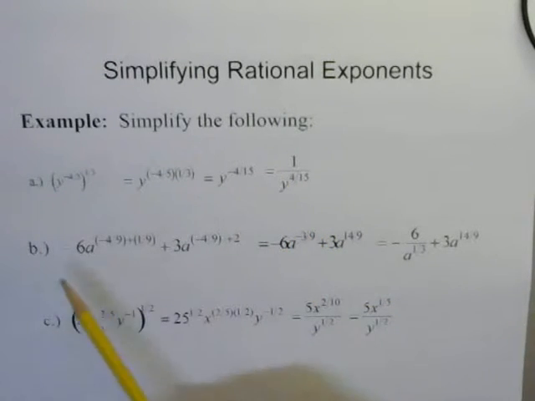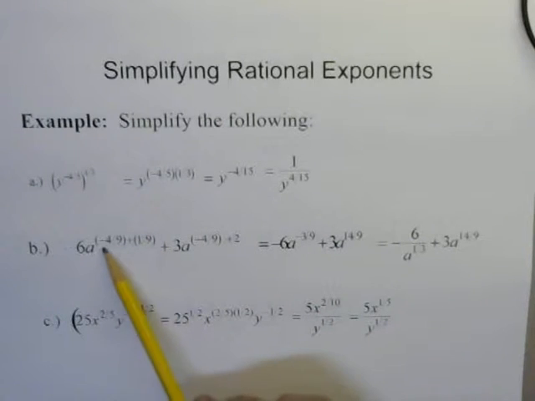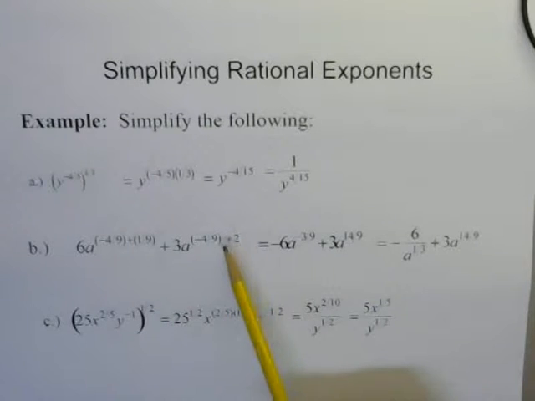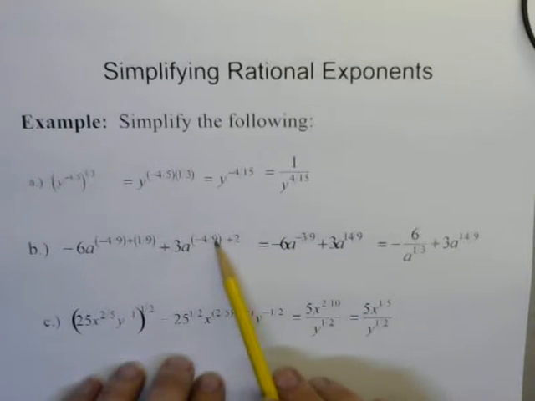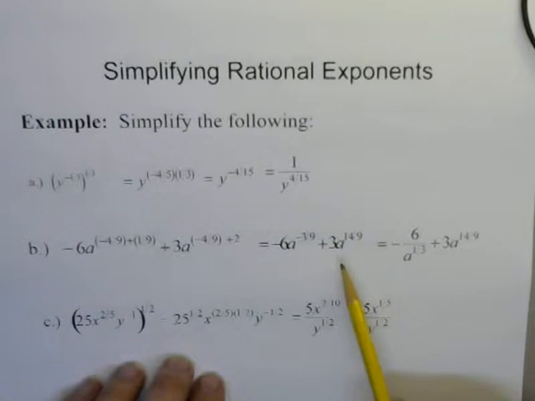For this one, again, you would just add the exponents. So negative 4/9 plus 1/9 will give you negative 3/9 over here. And then you've got this expression. If you add these together, that'll give you 14/9. And then, again, you want positive exponents only, so move that to the bottom. Now, the coefficients can be negative, so that's okay.